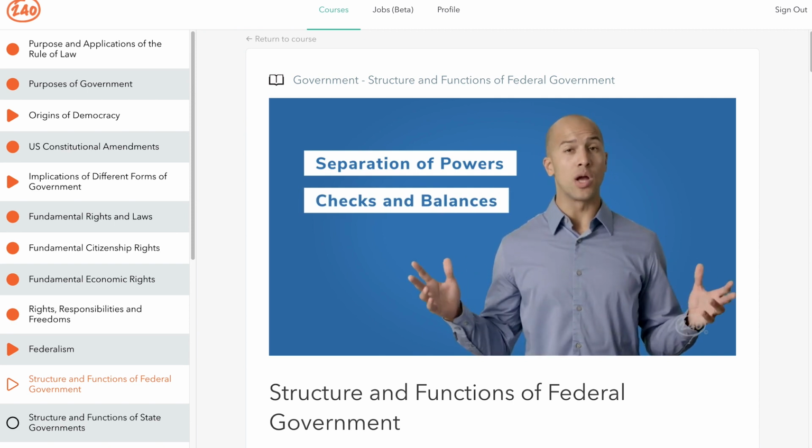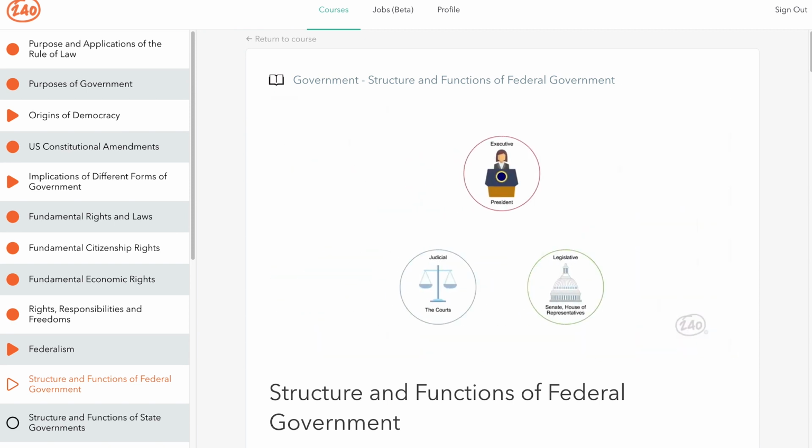Let's discuss these two concepts more. In order to protect from corruption and a dangerous concentration of power, the Constitution separates the various powers of government into three distinct branches. The legislative branch makes laws, the executive branch enforces laws, and the judicial branch interprets the meaning of laws. This describes the separation of powers.